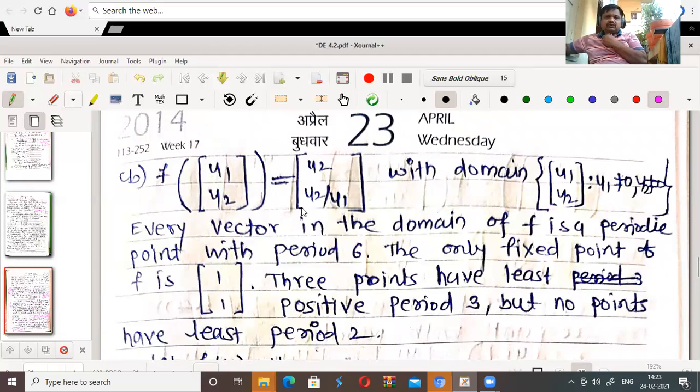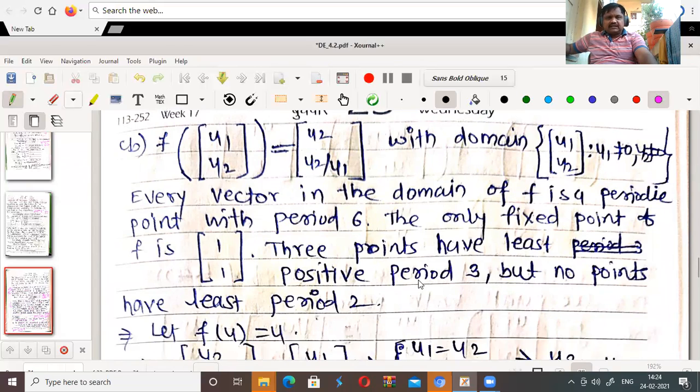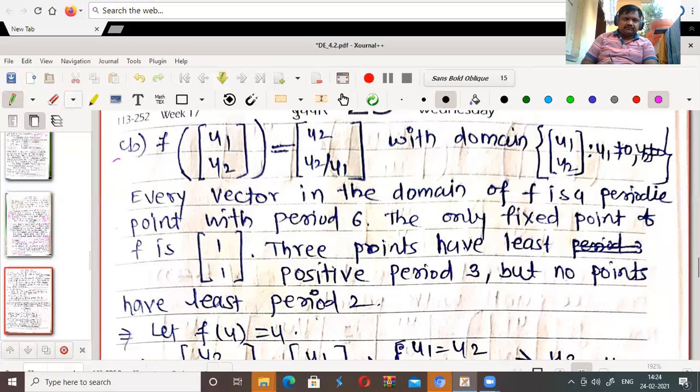F of (u1, u2) equals (u2, u2/u1). Now, two dimensions we have taken. Which domain? u1 not equal to 0, u2 also not equal to 0. Now, every vector in the domain of f is a periodic point with period 6. The only fixed point of f is (1, 1). Okay. Three points have at least positive period 3, but no point has least period 2. We want to go for this one by one.